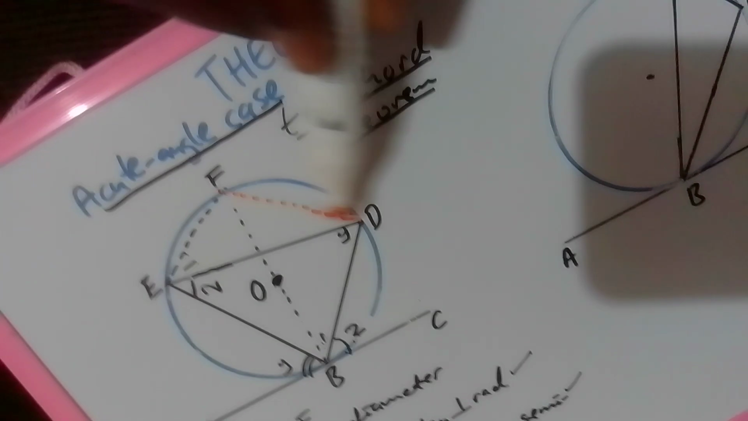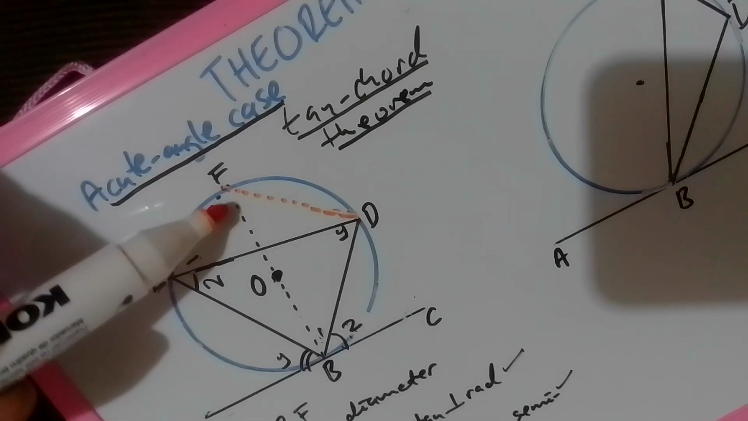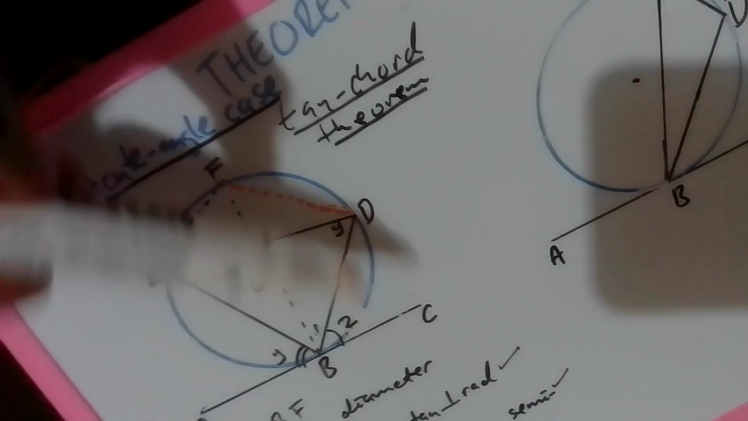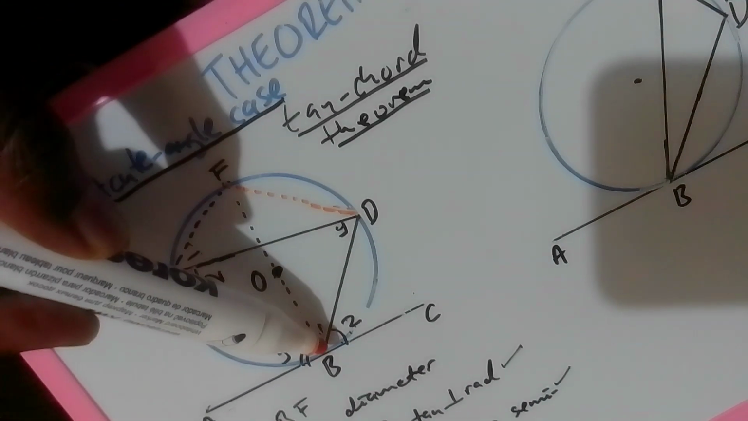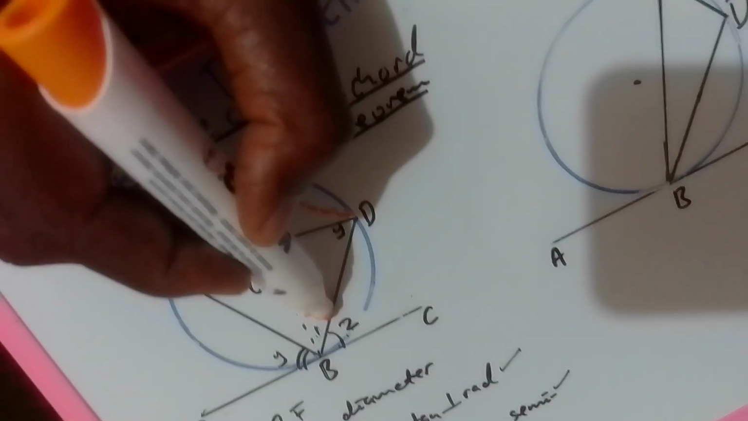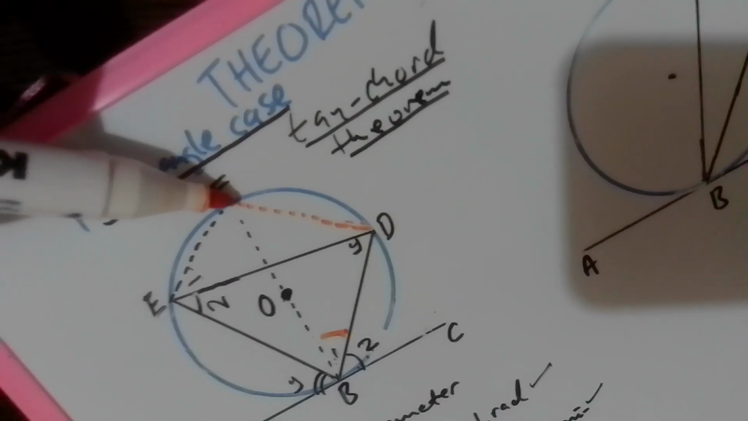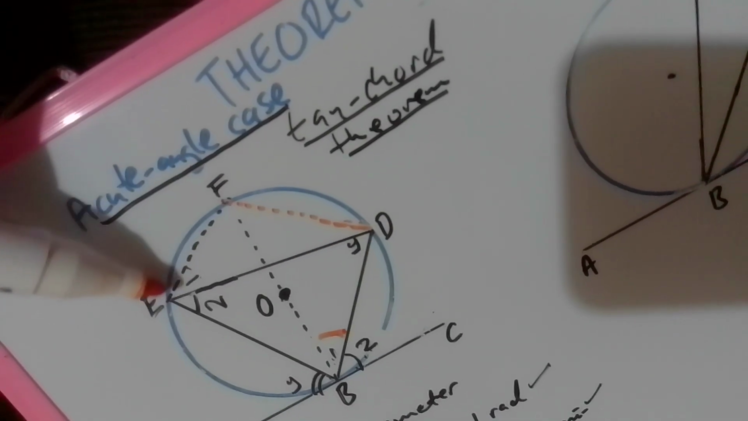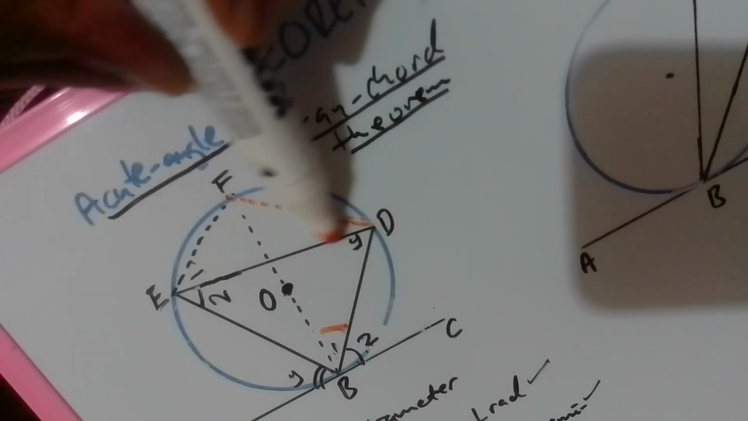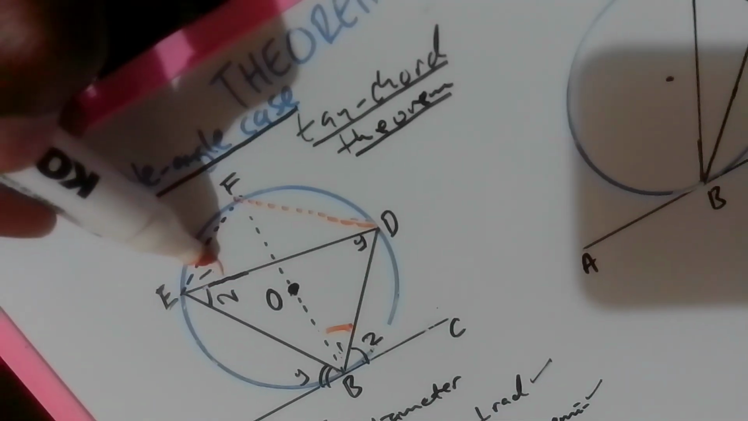And this chord FD here, what is its relevance? If I follow the points where it went, this is line F, it went to point B. This is line D, it went to point B, which means that it subtended this angle B1. And if I check again, this point F went to point E, this point D went to point E, and they created what? Angle E1.